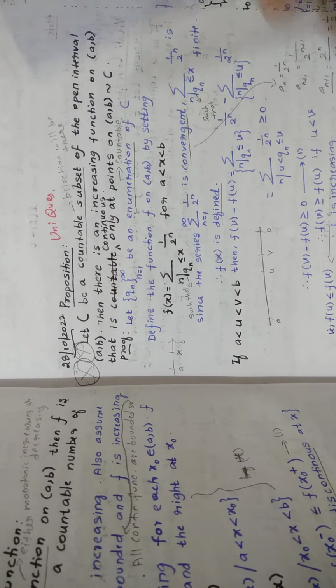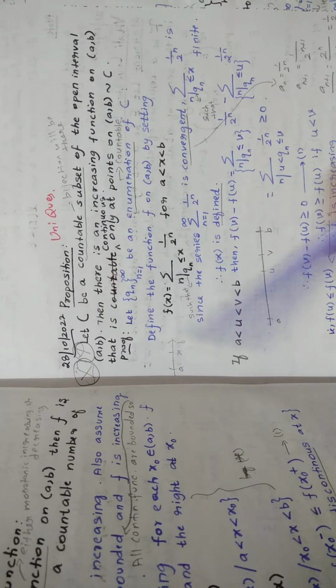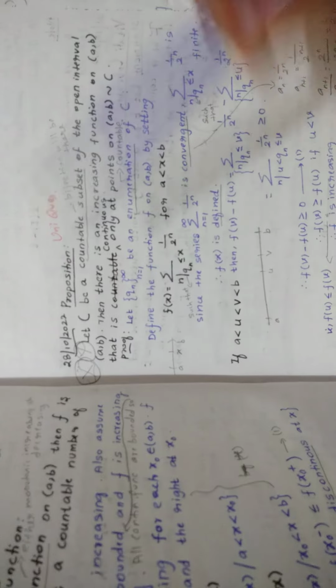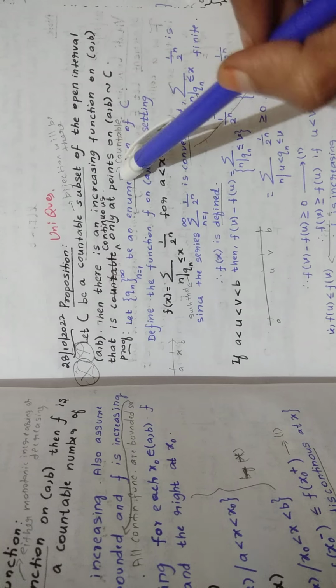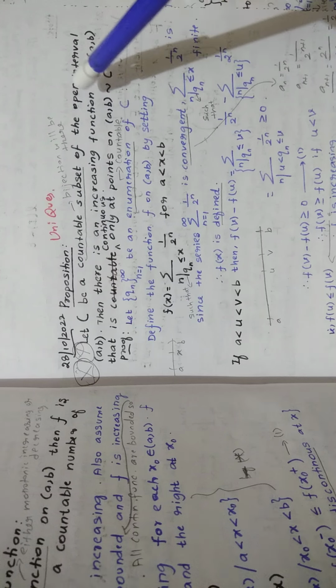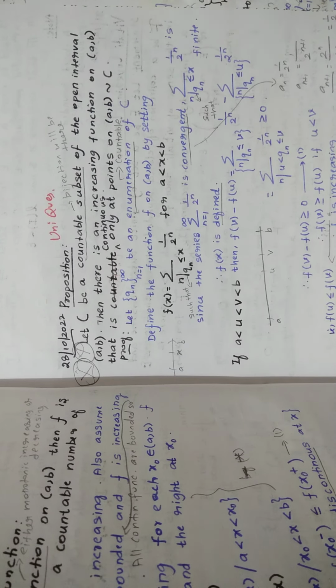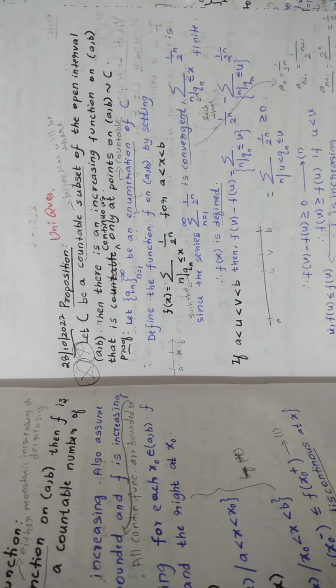Then there is an increasing function on (a, b). If C is the countable subset of the open interval (a, b), there will be an increasing function on this interval, and that increasing function is continuous only at points on (a, b) minus C. That is, the function is continuous at a point present in (a, b) \ C. That is what we have to prove.